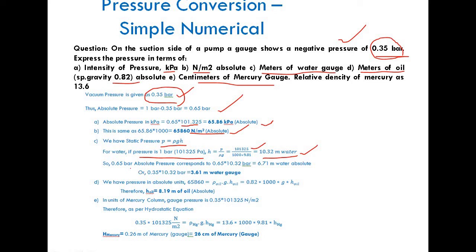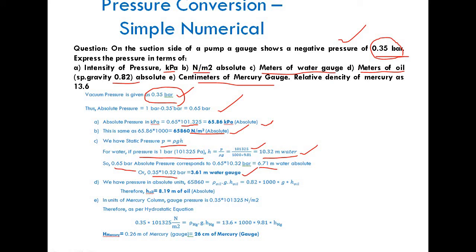So here in absolute units the pressure is 0.65 bar. Because we need meters of water gauge, see, 0.65 bar absolute pressure corresponds to 0.65 into 10.32, that is 6.71 meter water absolute. Or in terms of gauge, or vacuum, it is 0.35 into 10.32, that is 3.61 meter water gauge, that is vacuum pressure.